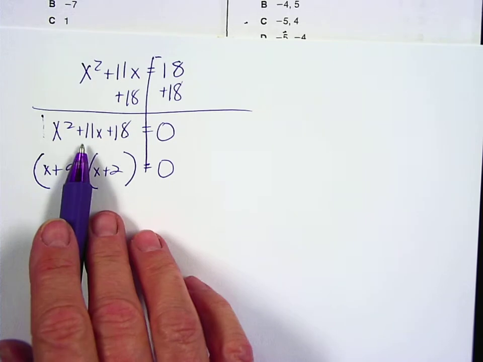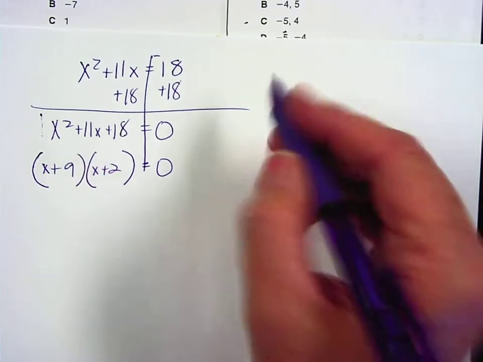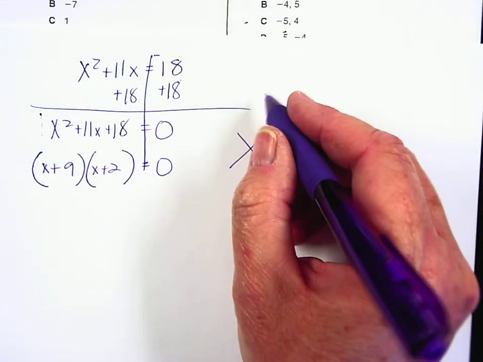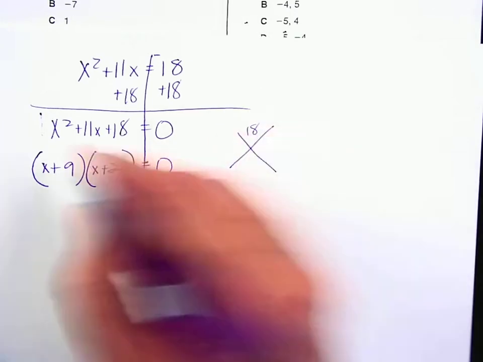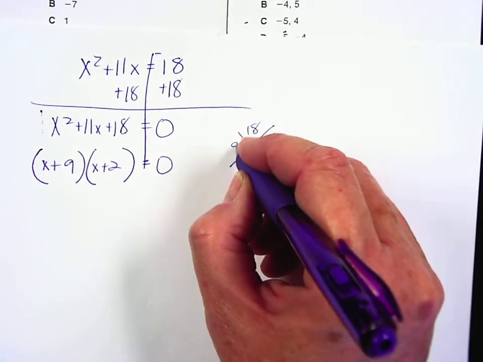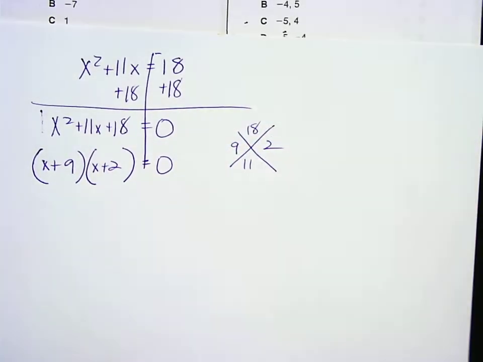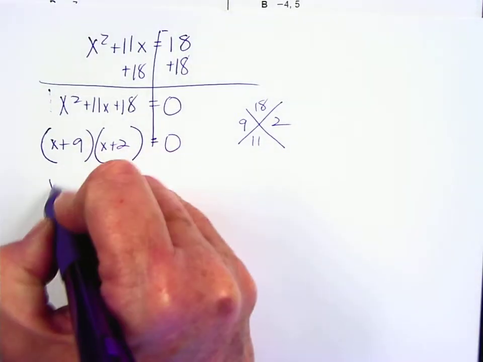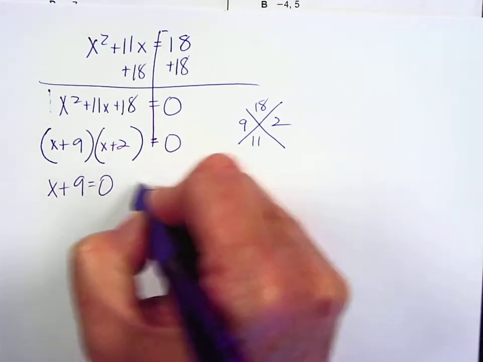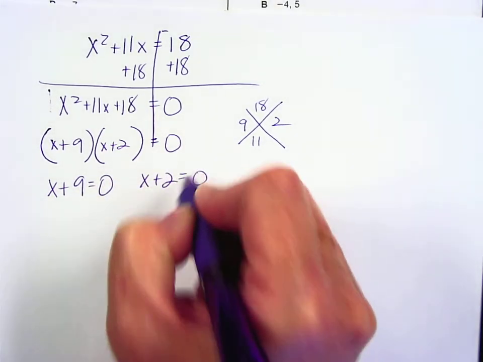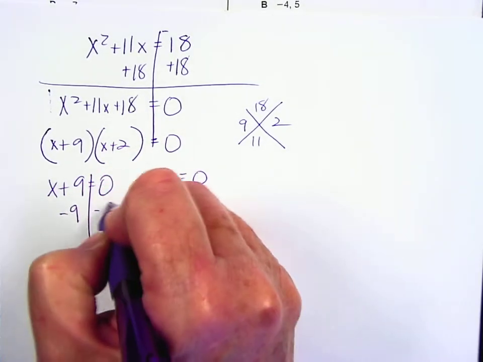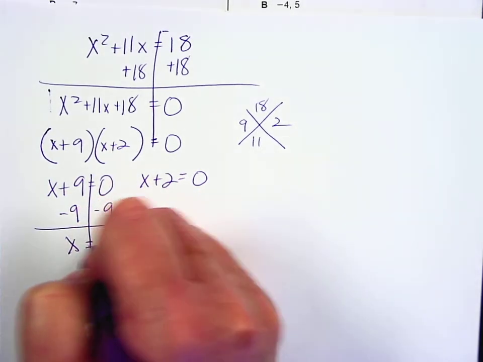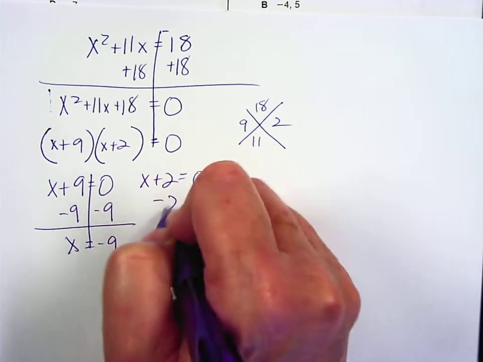I didn't use X-man, I did it in my head, but I would expect you to come over here and do your a times c is 18 and b is 11 and figure out 9 and 2. I'm not going to do it every time, but you should know how to do that. Set each factor containing a variable equal to 0. X plus 9 is 0. X plus 2 is 0. Subtract 9. X is negative 9. Subtract 2.